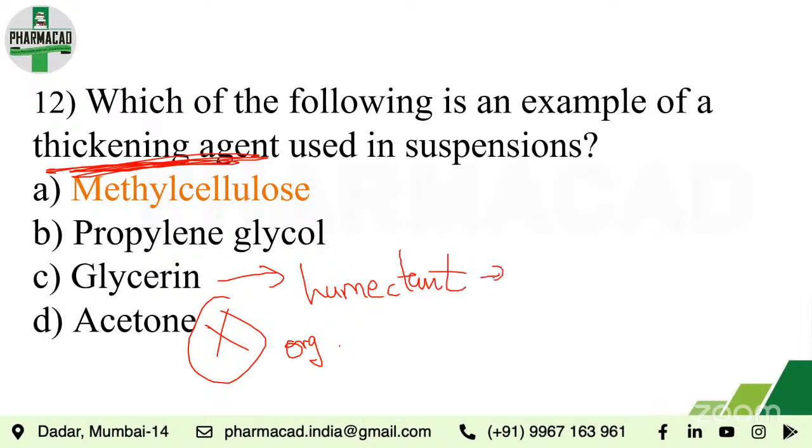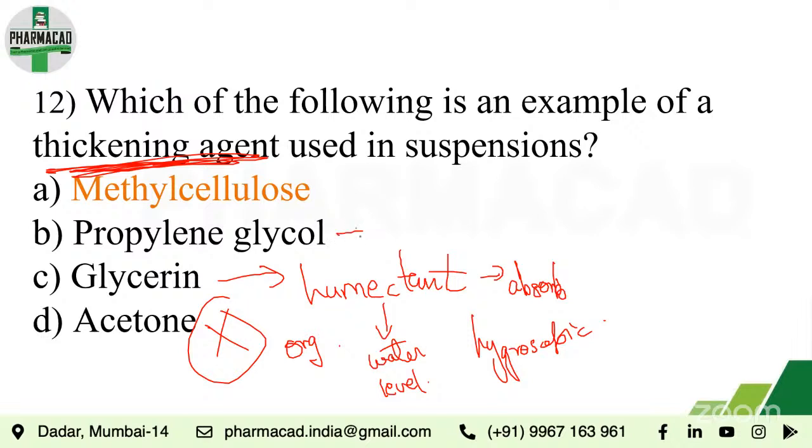Glycerine has the property to absorb water. Absorb or adsorb, whichever you want to say. Okay, it absorbs water. It's hygroscopic. Glycerine is used as a humectant to maintain the water level in the formulation, so that it doesn't dry out.